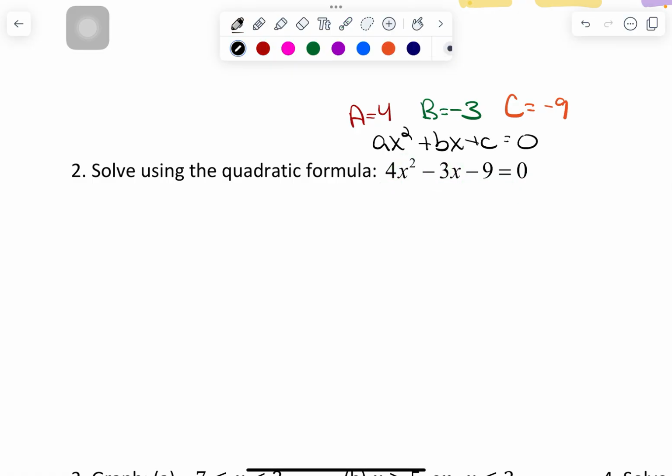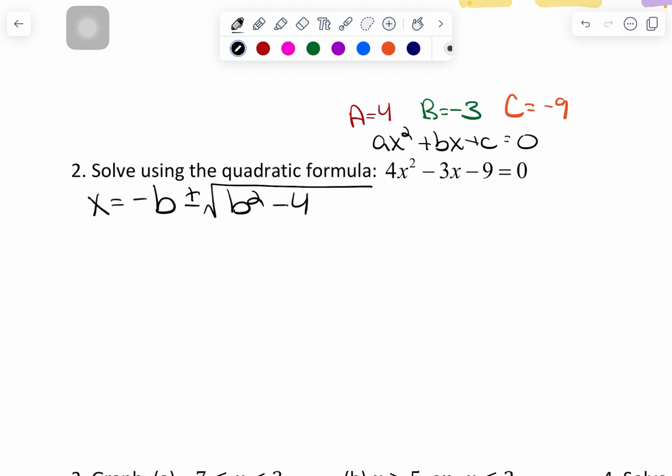And as a gentle reminder, the quadratic formula, when we are solving for x, is x equals the opposite of b, plus or minus the square root of b squared minus 4ac, all over 2a. Now, that's what the quadratic formula looks like. It is a giant substitution problem.